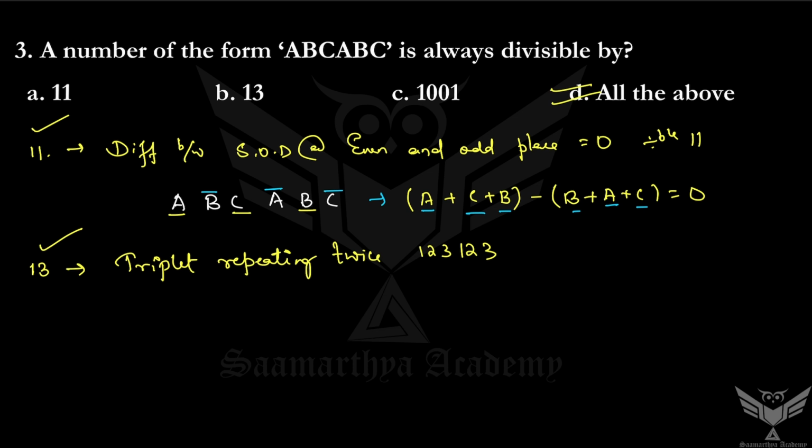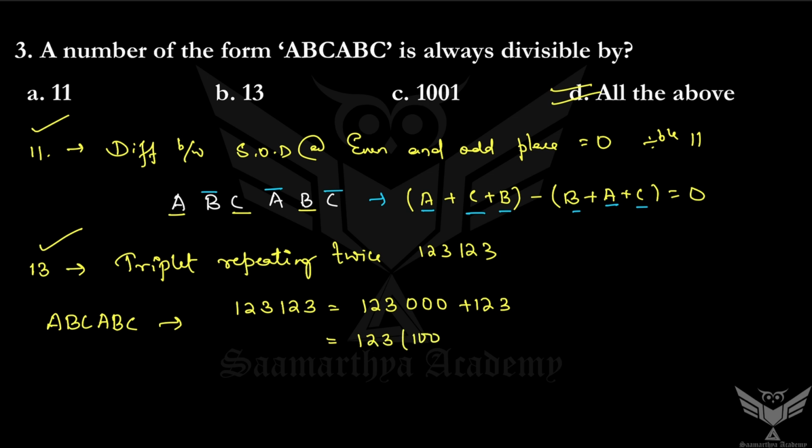Now if you want to verify for 1001, take a number of this form ABCABC. Now just for your reference, I'll take it as 1, 2, 3, 1, 2, 3. This one I can write as 1, 2, 3, 0, 0, 0 plus 1, 2, 3. If I take 123 common, I'll get 1000 here and 1 here. So this is nothing but 123 into 1001. So 123123, a 6-digit number, can be written as 123, a 3-digit number, into 1001, a 4-digit number.